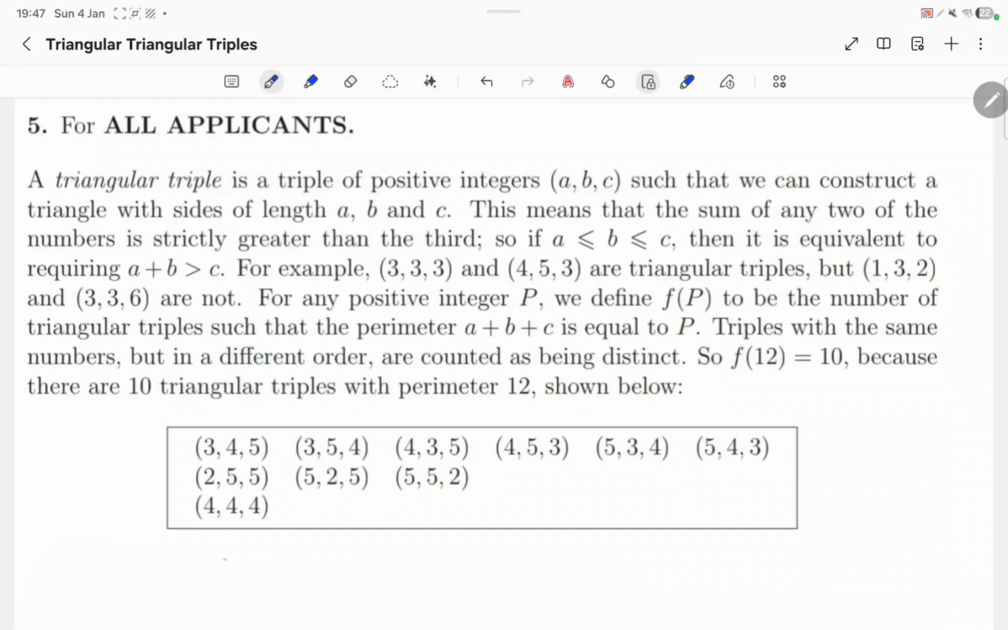Hello and welcome back. Today we'll be doing question 5 from the 2021 math paper. This is a question for all applicants.